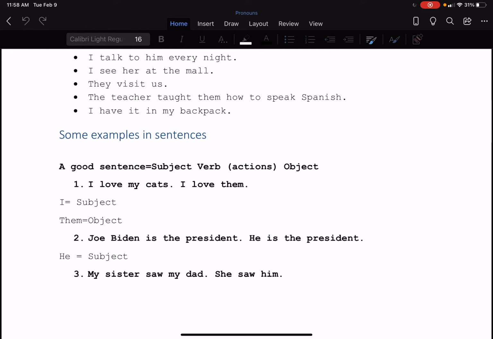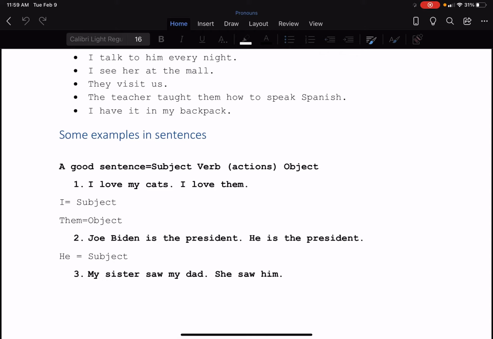When we use these pronouns, make sure that the pronoun always correctly discusses the noun, and that we always use the correct one. So in this sentence that I have here, number 1, I love my cats, I love them. Cats is plural, so that's why I use them. If I say I love my cat, cat is singular, so then I can say I love him or I love her. But because I say cats, it's plural, that's why we need to say I love them.